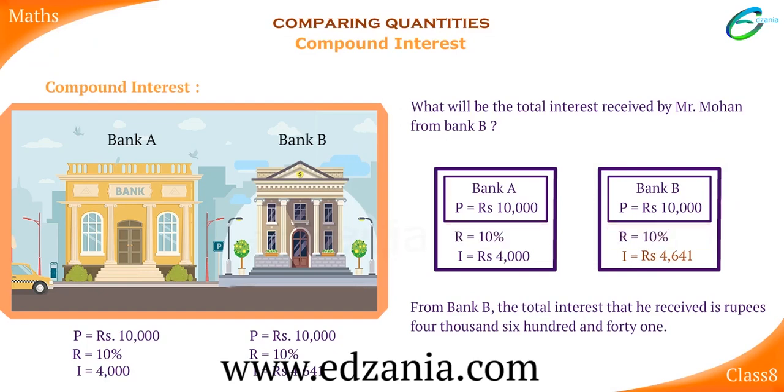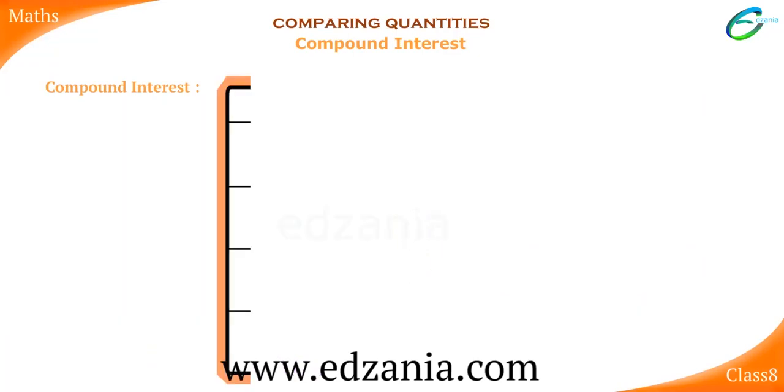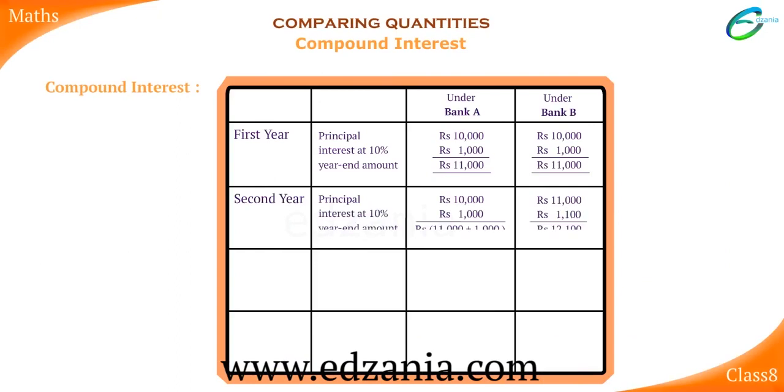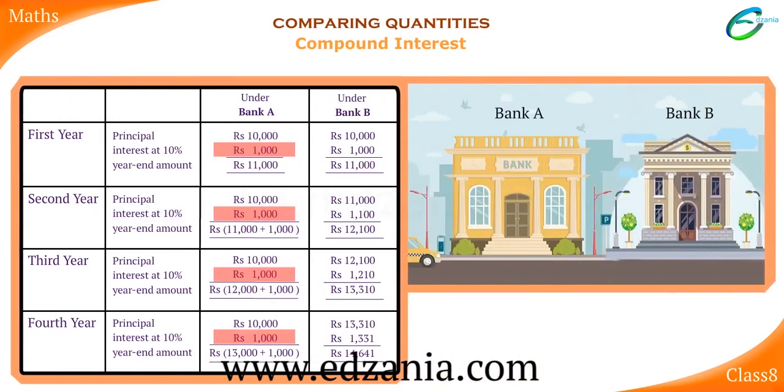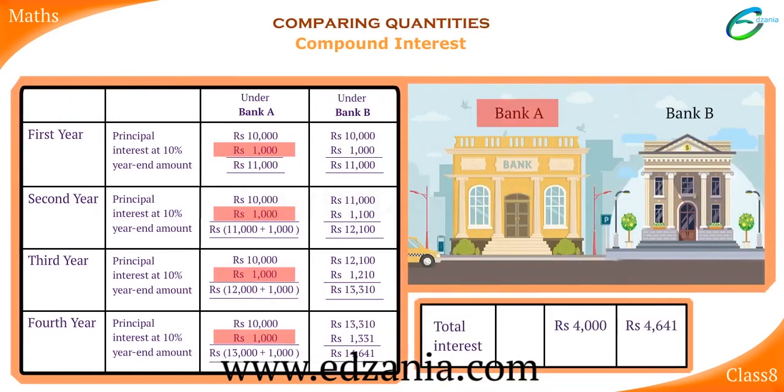But how is this possible? The interest rate offered by both the banks was same. Surely there must be some difference in the way the interest was calculated by the two banks. Let's understand this. Let's look at how Bank A and Bank B gave interest on the money that Mr. Mohan deposited. The principal amount deposited by Mr. Mohan to Bank A was 10,000. On the principal, he received an interest of rupees 1,000 each year. Thus, at the end of 4 years, the total interest received from Bank A is rupees 4,000.